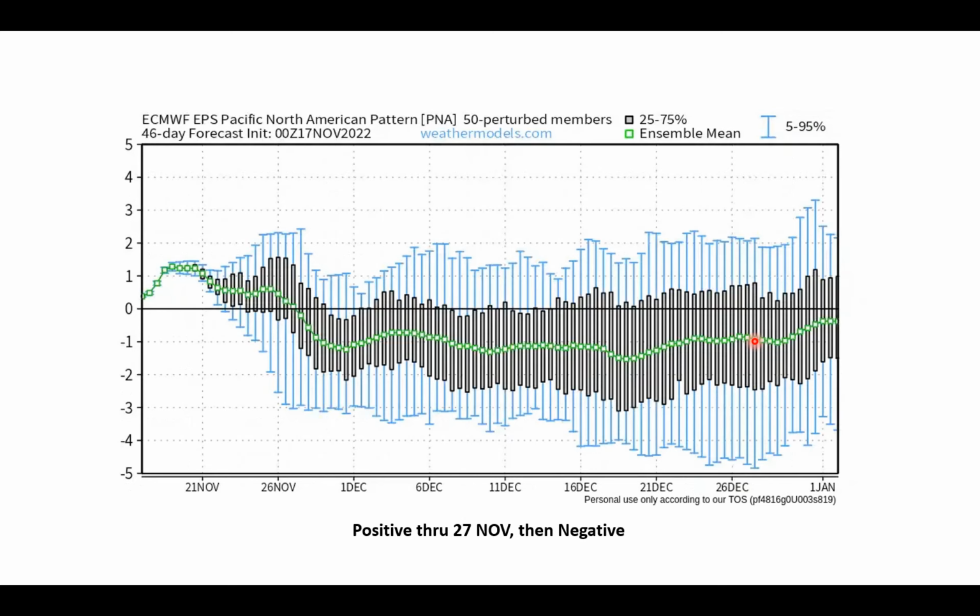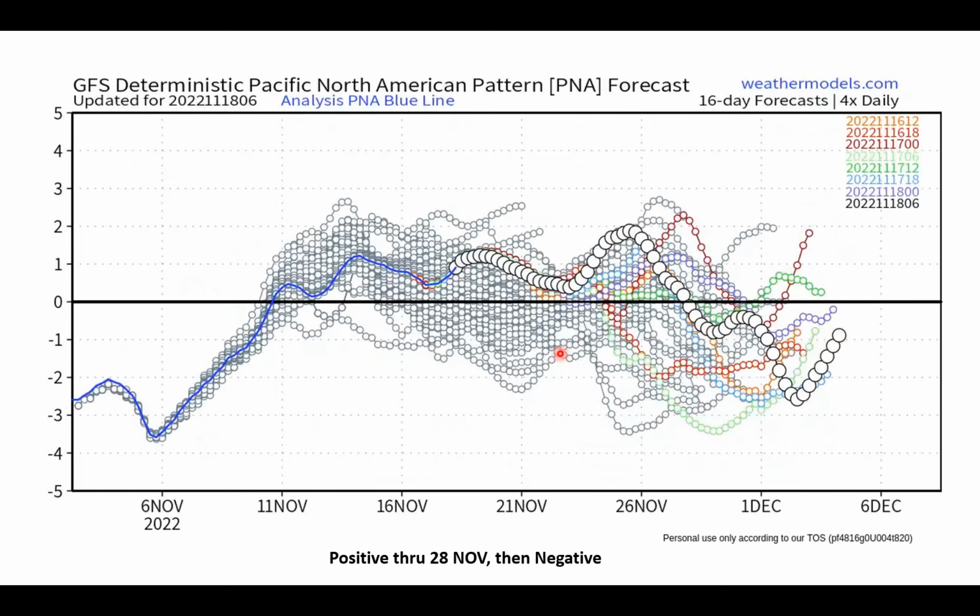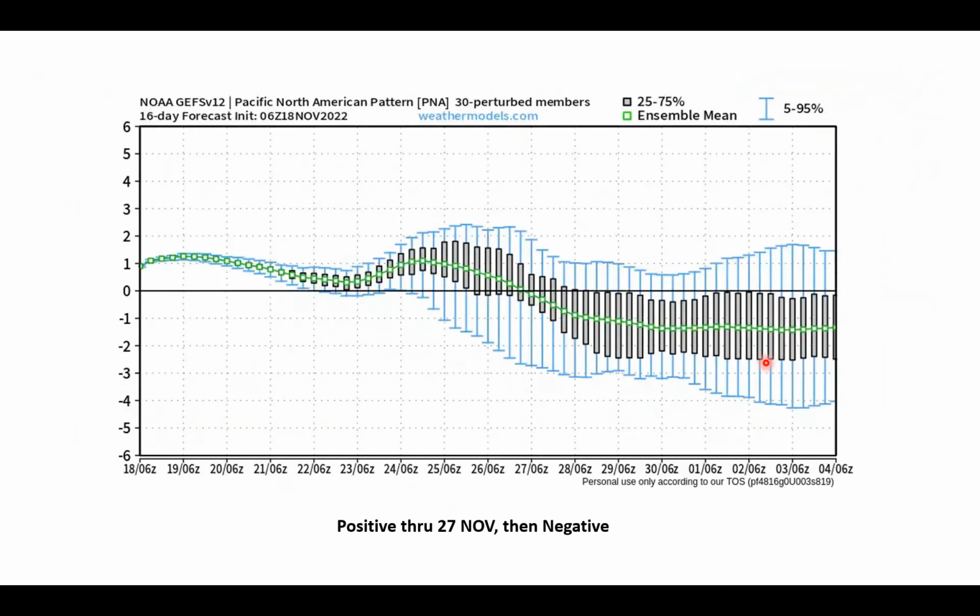European EPS PNA 50 perturbed members going all the way out to the new year, 1 January, showing a positive PNA through 27 November. But then look at this, the European EPS showing a negative PNA pretty much all the way from 1 December to 1 January. The GFS deterministic PNA forecast showing positive PNA right on through the 28th of November, becoming negative. And then the NOAA GEFS V12 PNA 30 perturbed member forecast showing a positive PNA right on through the 27th of November before transitioning again to negative territory.